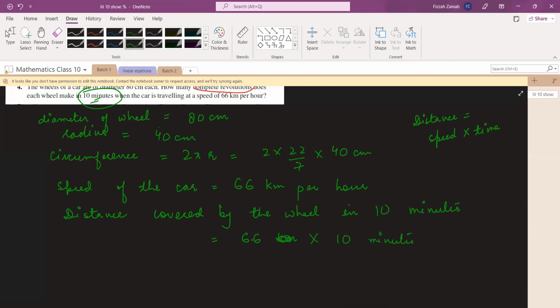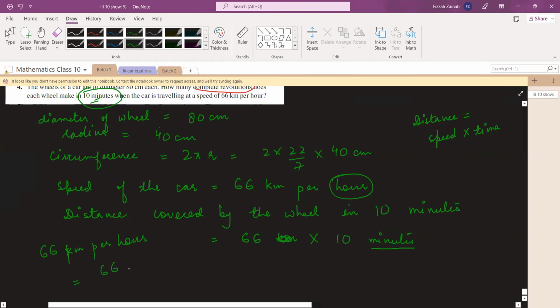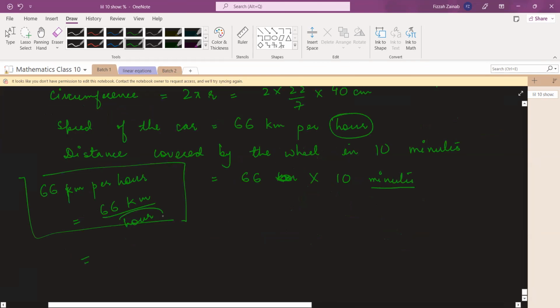Now there's a problem. This 66 is given per hour, and the time you're finding is in minutes. So first of all, you will convert this 66 into per minute. 66 kilometer per hour means you can write 66 kilometer, and per hour means the hour is in the denominator. Now this hour you can convert into minutes. When you have nothing there, that means it is 1 hour, and 1 hour is equal to 60 minutes.